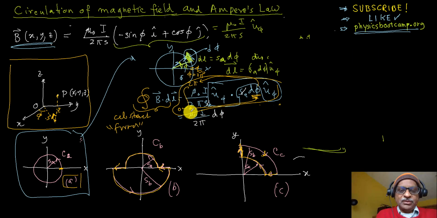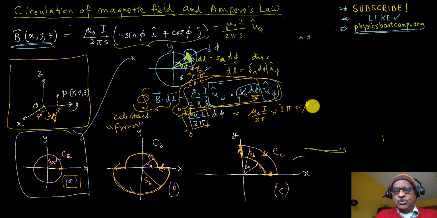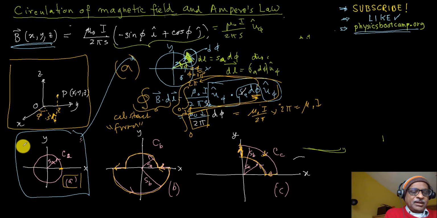Okay, so now doing this integral is really, really simple because this is constant, it doesn't depend on phi. So this is just mu naught I over 2 pi times 2 pi, which is just mu naught I. So the answer to A is that the circulation of the B field around CA is equal to mu naught I. Okay, maybe you want to try to do B on your own. Now you know how things will go.